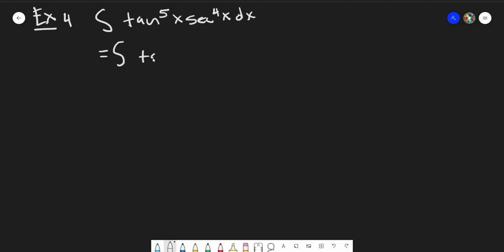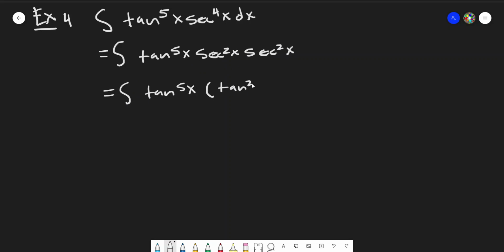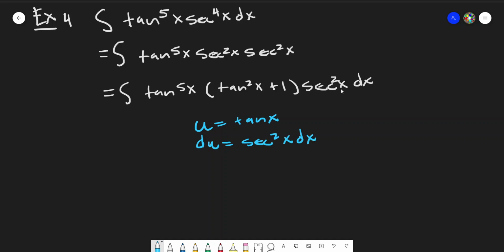So you have tangent to the fifth x, then you have secant squared x, and then you have secant squared x. So essentially we have the integral of tangent to the fifth x times, well, notice that that's just going to be tangent squared x plus 1 multiplied by secant of x, but that's squared, right? And that's dx. So check this out. This means that u can be tangent of x, which means that du is secant squared x dx. But we already have that, essentially. That's going to be for this one.